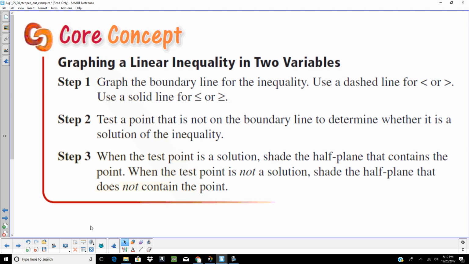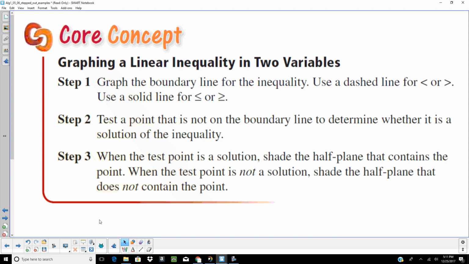All right, let's talk about actually graphing them now. You're going to graph the boundary line. That's like your equation. You'll use a dashed line for a less than or greater than. Use a solid if it's got that equal sign with it. You're going to do a test point, and I'm going to talk more about that in just a second. And then if the test point works, you'll shade that side. If it doesn't, you shade the other side.